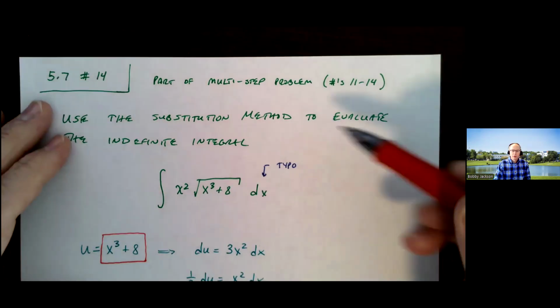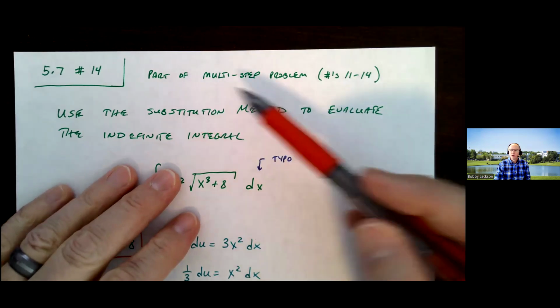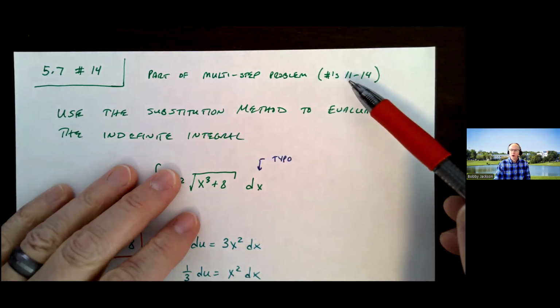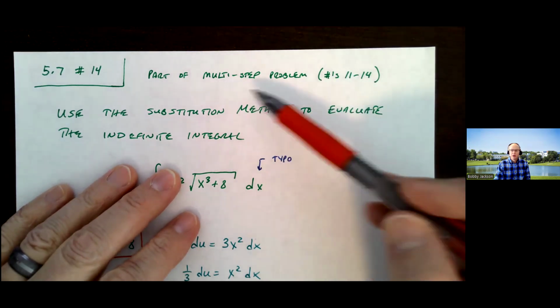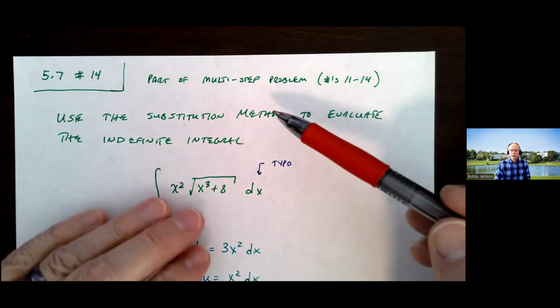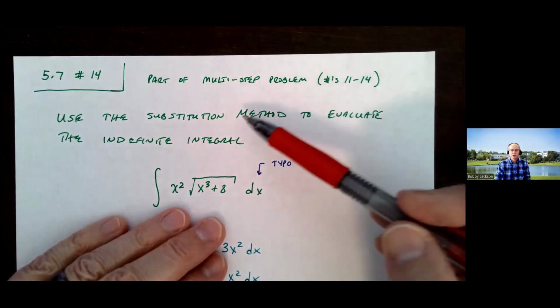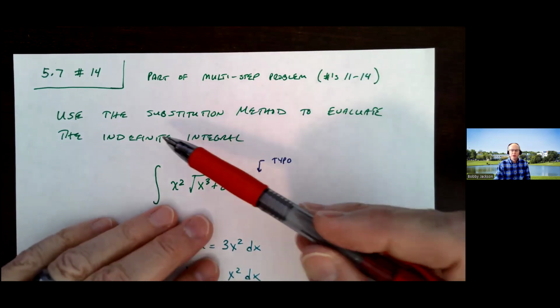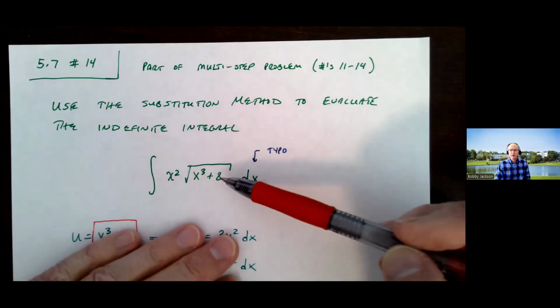Hey everyone, we're going to look at number 14 in section 5.7. It's actually the, I guess, fourth problem in a multi-step problem, numbers 11 through 14, reviewing some work with polynomials. And after 13 there's a little video you watch on how to use this method. We're going to, again, use the substitution method to evaluate this indefinite integral.